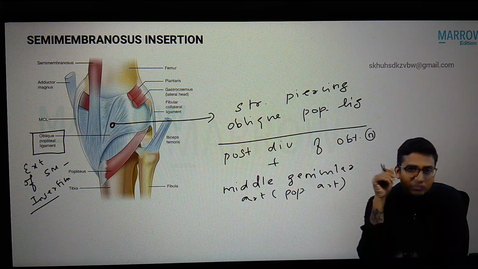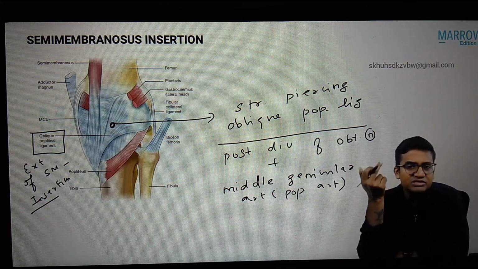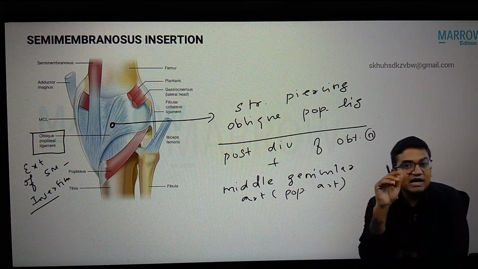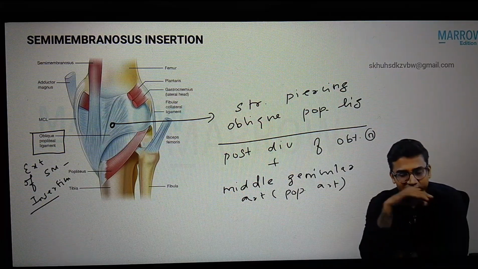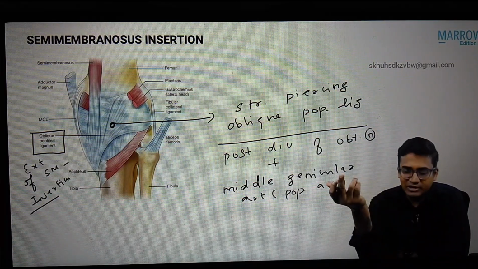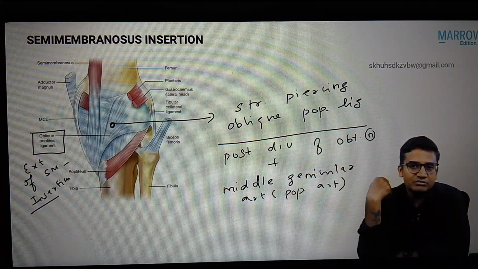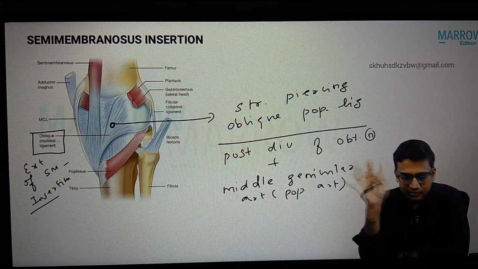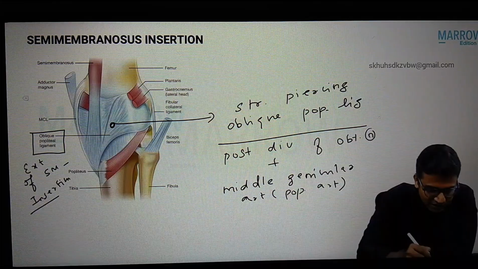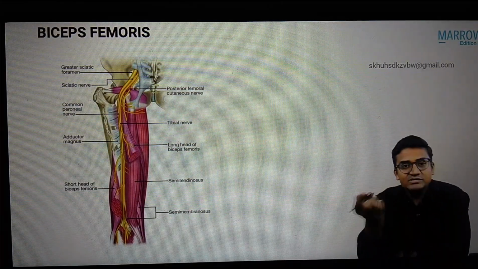How does it supply the knee joint? By piercing this ligament. So the posterior division of obturator nerve pierces this ligament and supplies the knee joint. Okay, so the structures facing the oblique popliteal ligament are two: the posterior division of obturator nerve and the middle genicular artery. Middle genicular artery is a branch of popliteal artery. Okay, right. Now, next muscle, biceps femoris muscle.